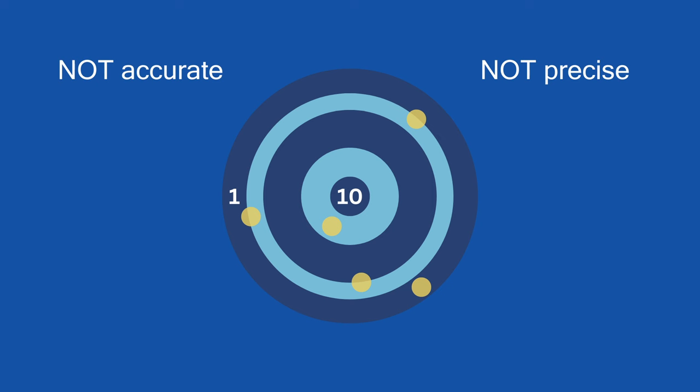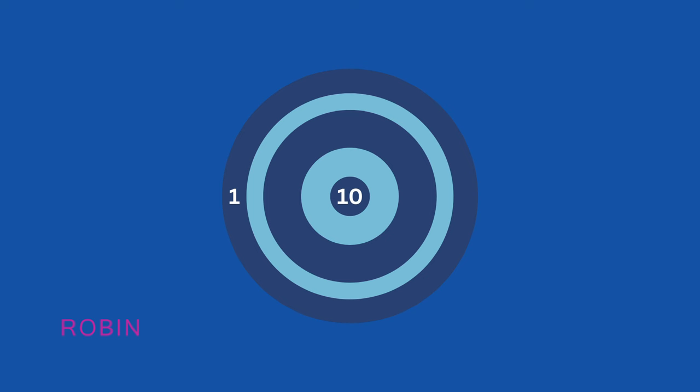Robin throws darts and they all hit the edge, which is worth 1 point each. Over and over, within a millimeter, all of her darts hit 1 point. She has good precision, but not very good accuracy.